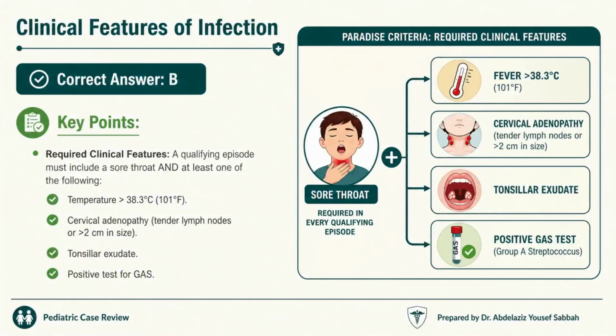The correct answer is B. Temperature greater than 38.3 degrees Celsius. For an episode to count towards the Paradise criteria, it can't just be a mild sore throat.